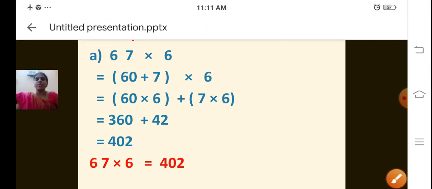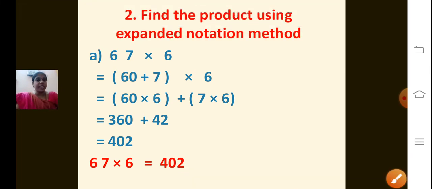So you all know how to find the product using expanded form, right? First change the multiplicand into the expanded form. So 67, 60 plus 7 into 6. That means 60 into 6 plus 7 into 6. So 60 into 6, 360 plus 7 6s are 42. Just add together, 402. So when you multiply 67 by 6, the answer is 402.